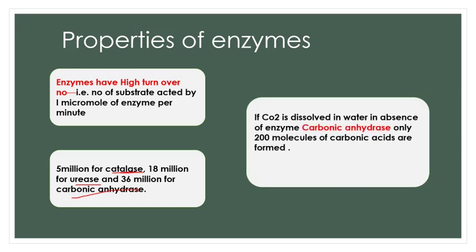Now, if we take carbon dioxide and dissolve it in water in the absence of any enzyme, especially carbonic anhydrase, only 200 molecules of carbonic acid will be formed. But if you take the same carbon dioxide and dissolve it in the same quantity of water in the presence of this enzyme carbonic anhydrase, 6 lakh molecules are formed. That is, you can see how high a turnover these enzymes have. They increase the speed of chemical reaction and also increase the amount of product formed.